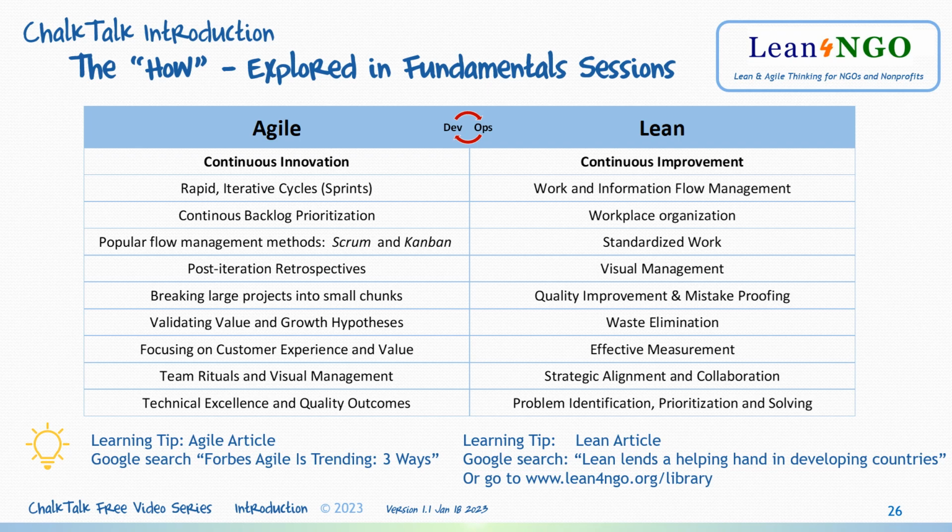Here's a summary of themes pointing towards the how of Lean and Agile practice. Feel free to pause if you want and read this carefully, but don't get too lost in the details. This is just a short and very incomplete list, and these are still just ideas. We need to make it real so you can practice them. We'll be getting more into the how of this in the next fundamentals session.